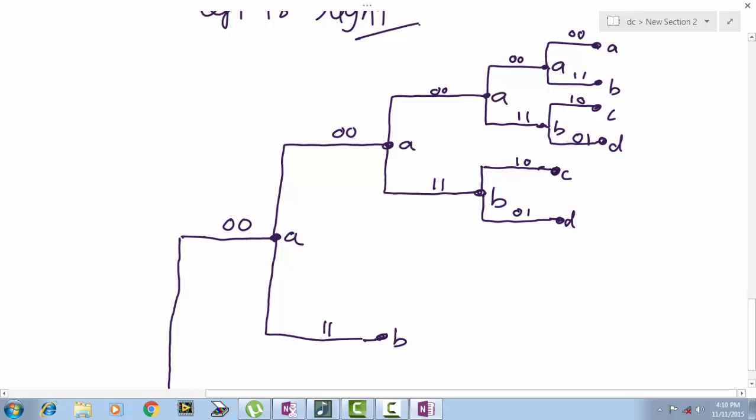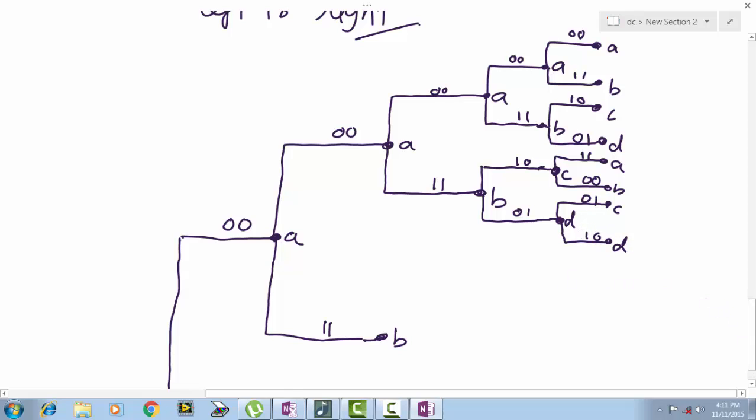Now when we are in state C, if the input is 0, we'll move to A. If the input is 1, we'll move to B. Outputs are 1 1 and 0 0. When the state is D, when the input is 0, we'll move to state C. When the input is 1, we'll move to state D itself. So outputs are 0 1 and 1 0.